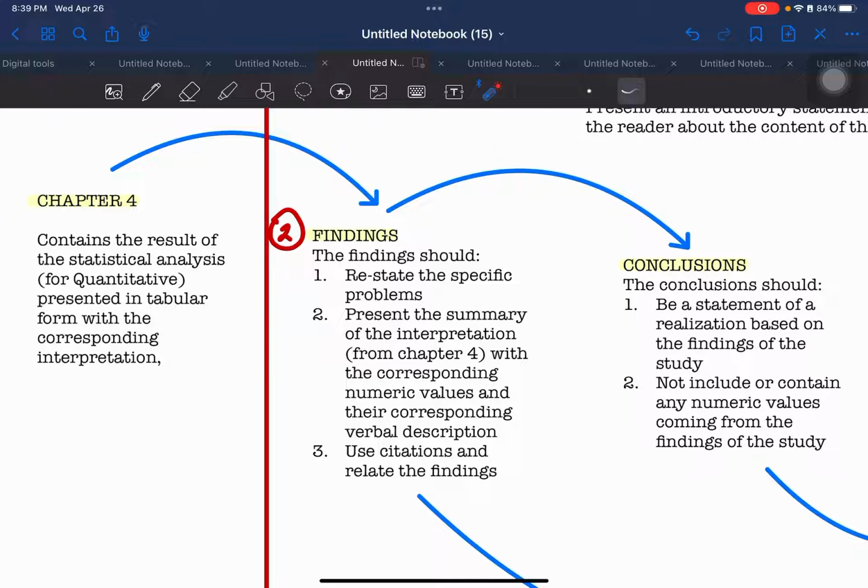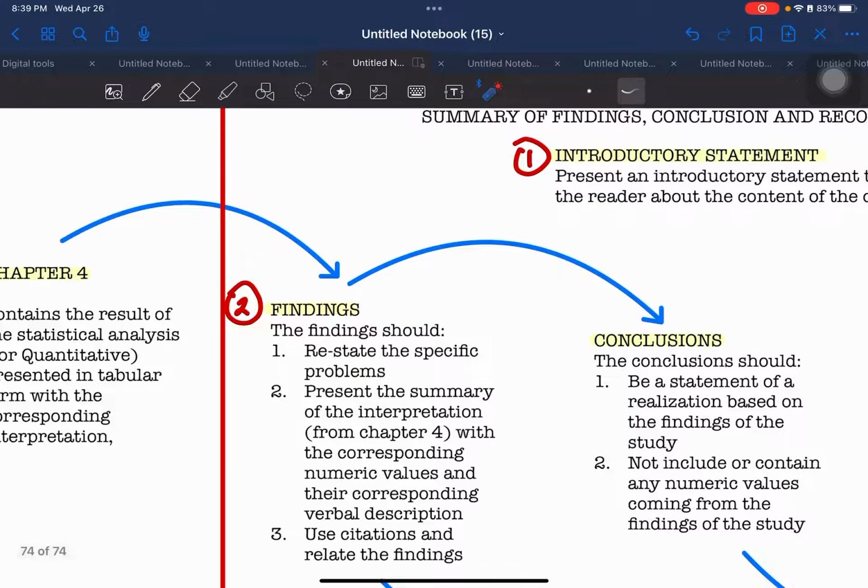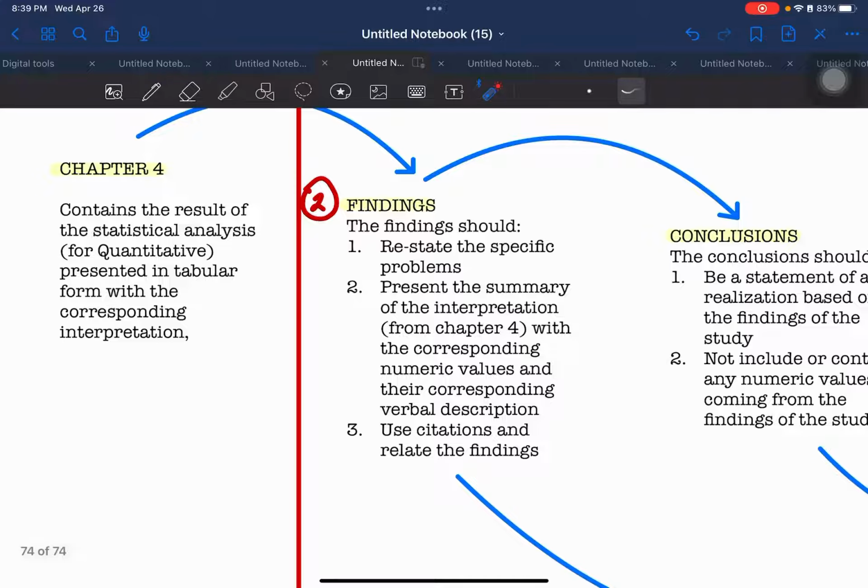The third part under the findings, use citations and relate the findings. Again, just like the introductory statement, you can use citations here, but do not overdo it. Do not flood this part with citations. The purpose of the citation in this part is to reinforce your finding.